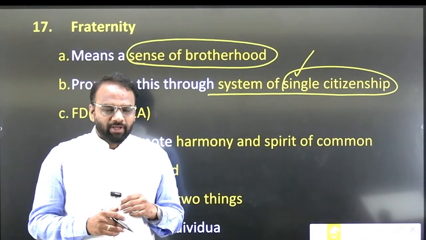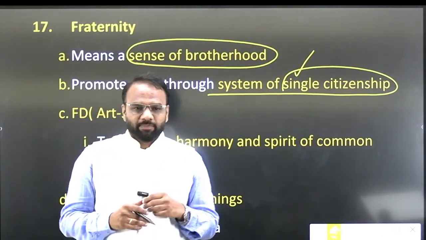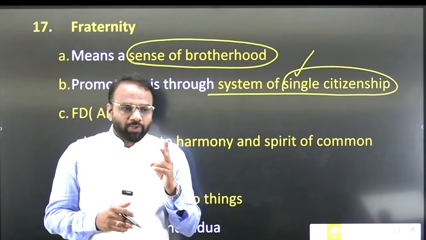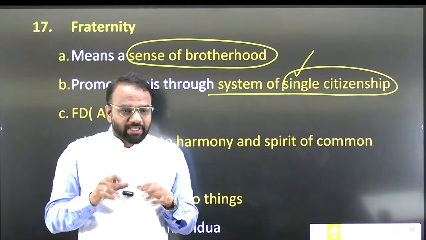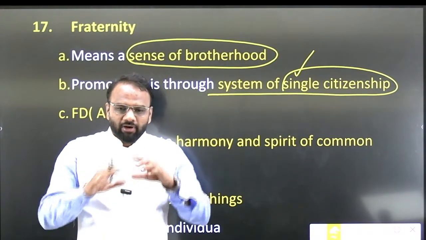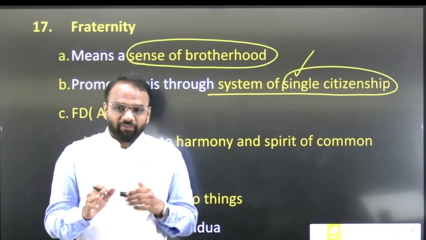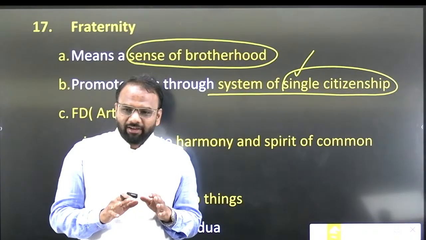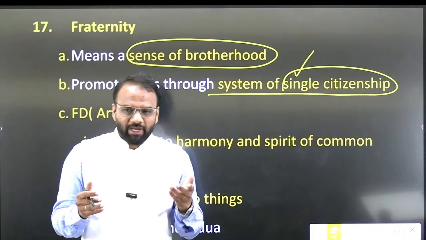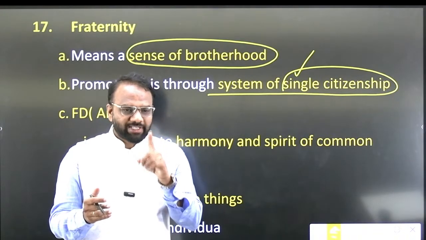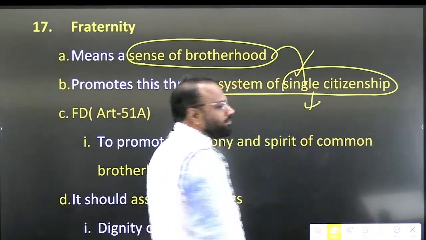For example, in some other country, such as the USA, once we start discussing citizenship, in the USA there are two types of citizenship: country citizenship and state citizenship. For example, one citizenship for the entire country, and for Karnataka I would have another citizenship. That kind of concept exists in the USA. But in India, whether you are a Kannadiga, a Tamilian, or a Punjabi, you have only one citizenship identity. So that single citizenship builds a sense of brotherhood.